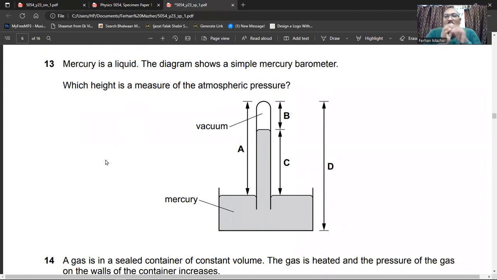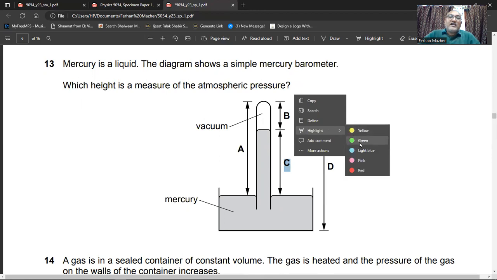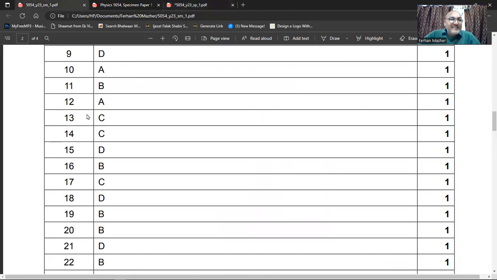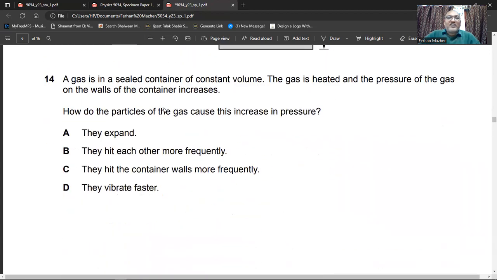Question number 13, mercury in a liquid. The diagram shows a simple mercury barometer. Which height is a measure of the atmospheric pressure? You see, in this mercury barometer, the height of the mercury which represents the atmospheric pressure is between the level of the mercury in the tray and the level of the mercury in the tube. So that height basically represents the atmospheric pressure. So here, I think C is the right choice. 13, C is the right choice.